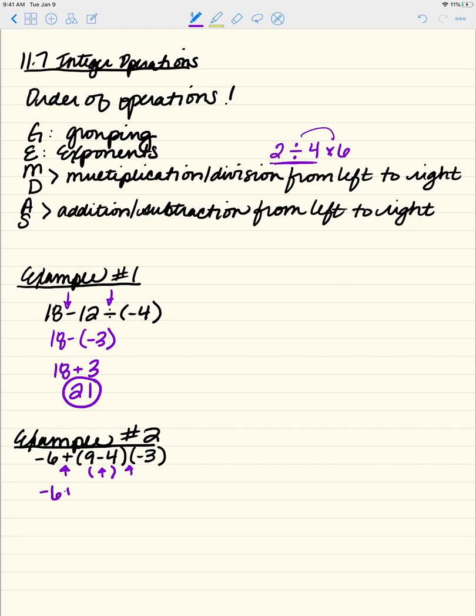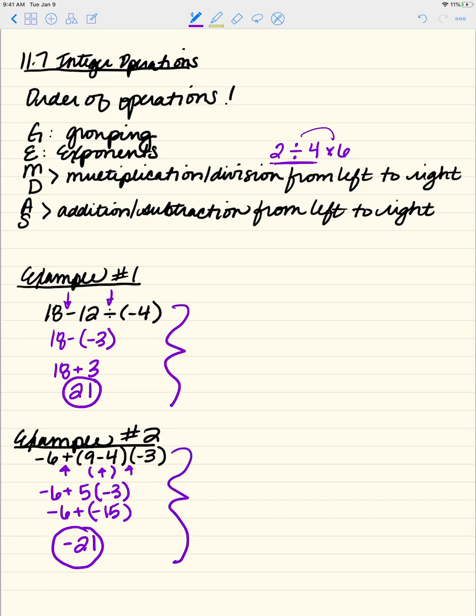So negative 6 plus stays here. We haven't done anything with it yet. First thing we're going to do is 9 minus 4 because that is in our grouping symbol. So that is 5 times negative 3. Negative 6 plus, we're going to do our multiplication next because multiplication comes before addition. So negative 6 plus 5 times negative 3 is negative 15. So now we have negative 6 plus negative 15. Those are the same signs. 6 plus 15 is 21, and it is negative. That is example number 2. This is exactly how I want you guys to be showing your work.